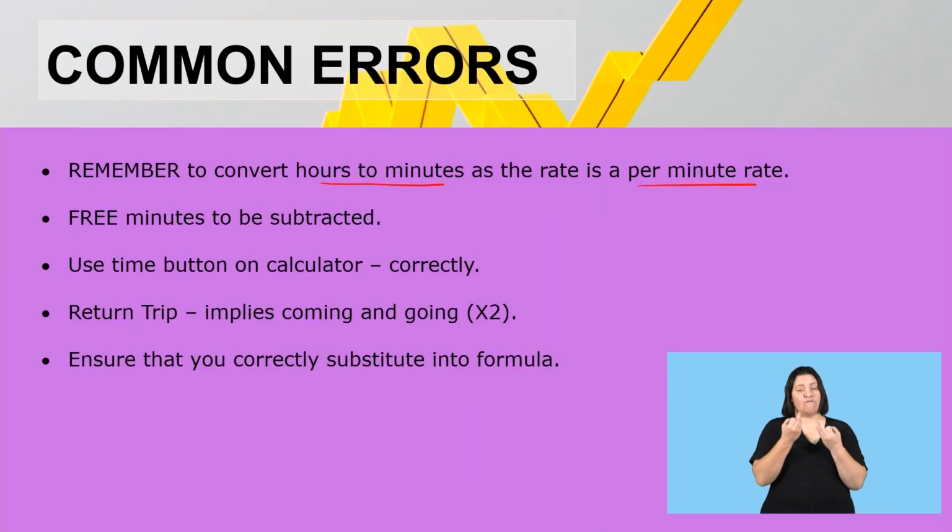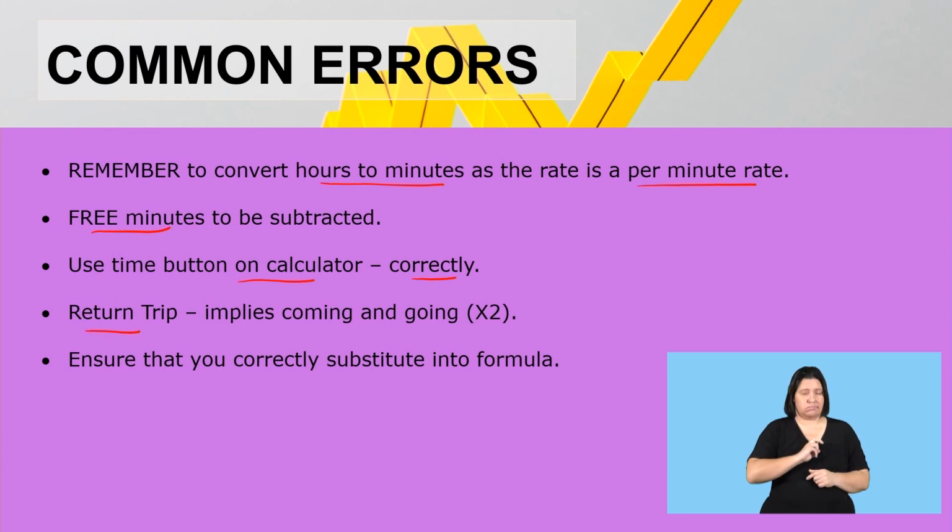Also important here, 3 minutes must be subtracted. As we've seen in the sums that we did, remember to subtract the 3 minutes. Otherwise, you'll pay for something that is given to you in any case. Then, use the time button on your calculator correctly. Depending on the calculator that you use, make sure that you know how to use that time button.